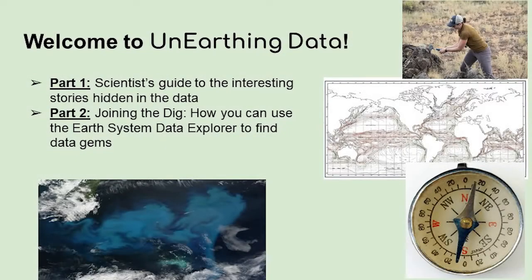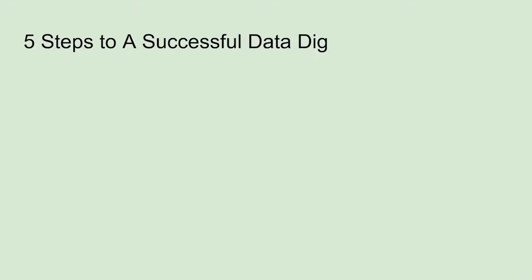In the first part of this episode, I'm going to give a guide to interesting stories that are hidden in the data. These include interesting patterns and other features of the phytoplankton data. In the second part of this episode, which will be a separate video, we're going to join the dig. We're going to learn how to use the Earth System Data Explorer to find hidden data gems in both the phytoplankton data and other data sets that are available on the Earth System Data Explorer, which is a part of the MyNASA Data website.